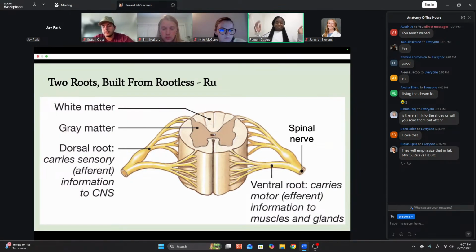All right. First, we have the rootlets, right? You have ventral rootlets, and then you have dorsal rootlets, right? The dorsal rootlets create the dorsal root, and the ventral rootlets create the ventral root, right? Are you with me so far? Great. Okay, so the dorsal root, which you can see right there.